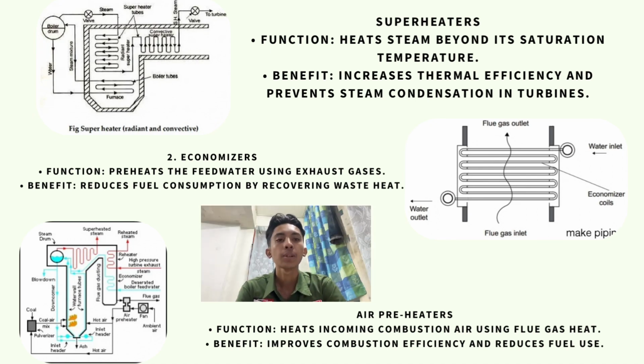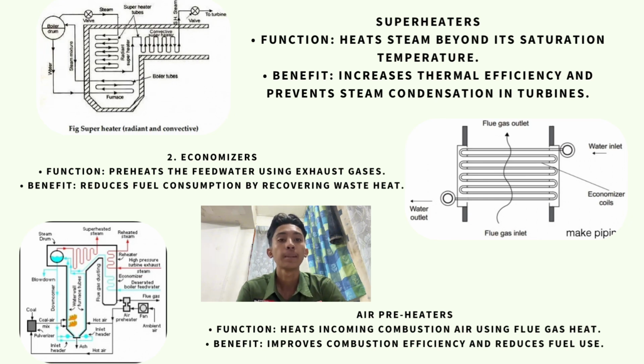There are many types of heat-saving instruments in steam power plants, but in this slide, I'm going to present to you 3 types of it. So the first one, the example picture is on the top left. The name of it is superheaters. The function of superheaters is that it heats steam beyond its saturation temperature, like we learned in thermodynamics.